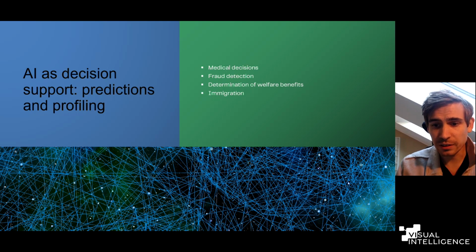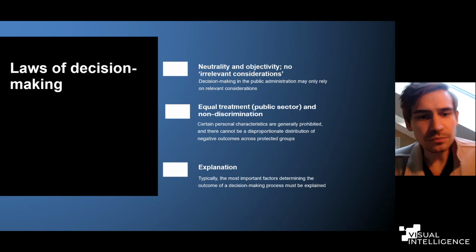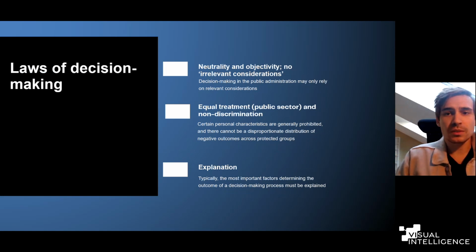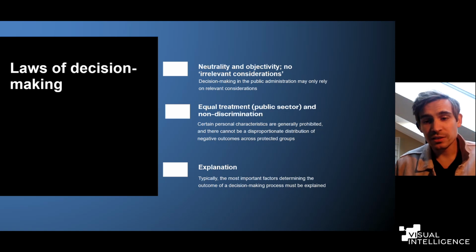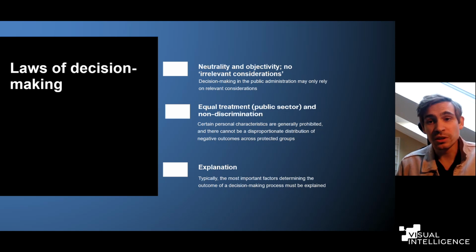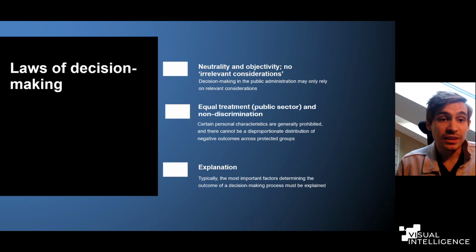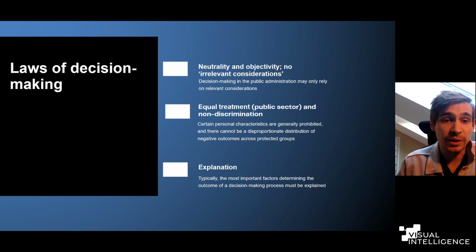So let's look a bit closer at the laws of decision-making. Generally, these are three important categories of legal requirements for decision-making. So I'm introducing this because we're going to get to the discussion about how to assess whether an AI system is compliant with these requirements. Especially in public sector decision-making, there's a requirement of neutrality and objectivity. That's the more general way to put it.